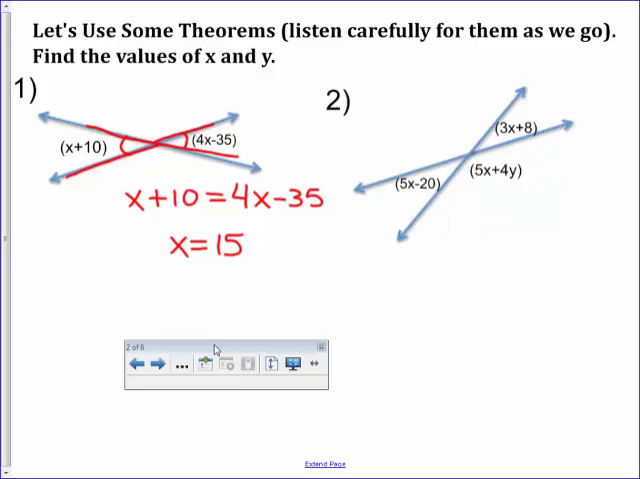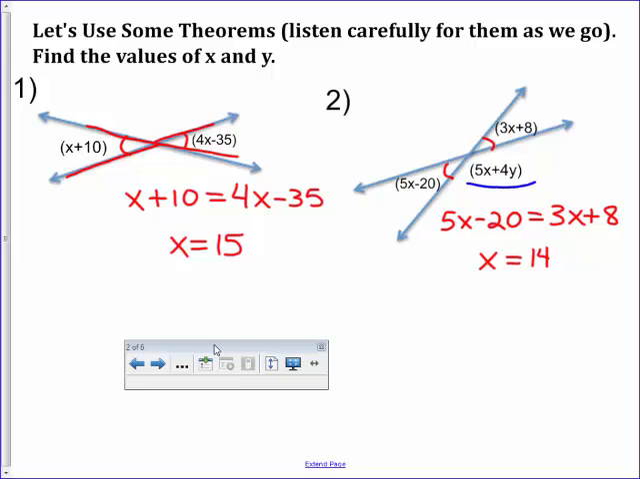But first things first, vertical angles are congruent, so therefore I can set these two angles, 5x minus 20, equal to 3x plus 8, and solve. Okay, so after you do your algebra, you should come up with x equals 14. So now how do we get from there to finding out what y is?